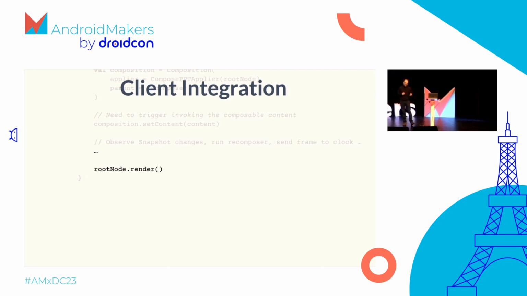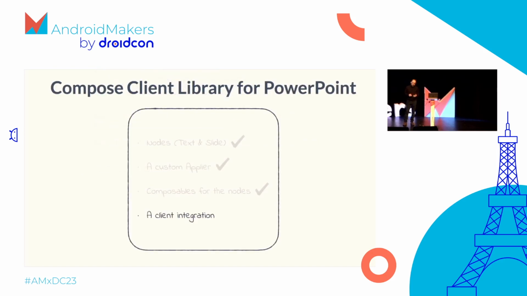And at the end, what is important is that you need to also render the nodes. Starting from the root node, which is the slide node, you need to trigger the rendering so that every node that is inside the root node is going to be drawn. Cool. That was the client integration as well.